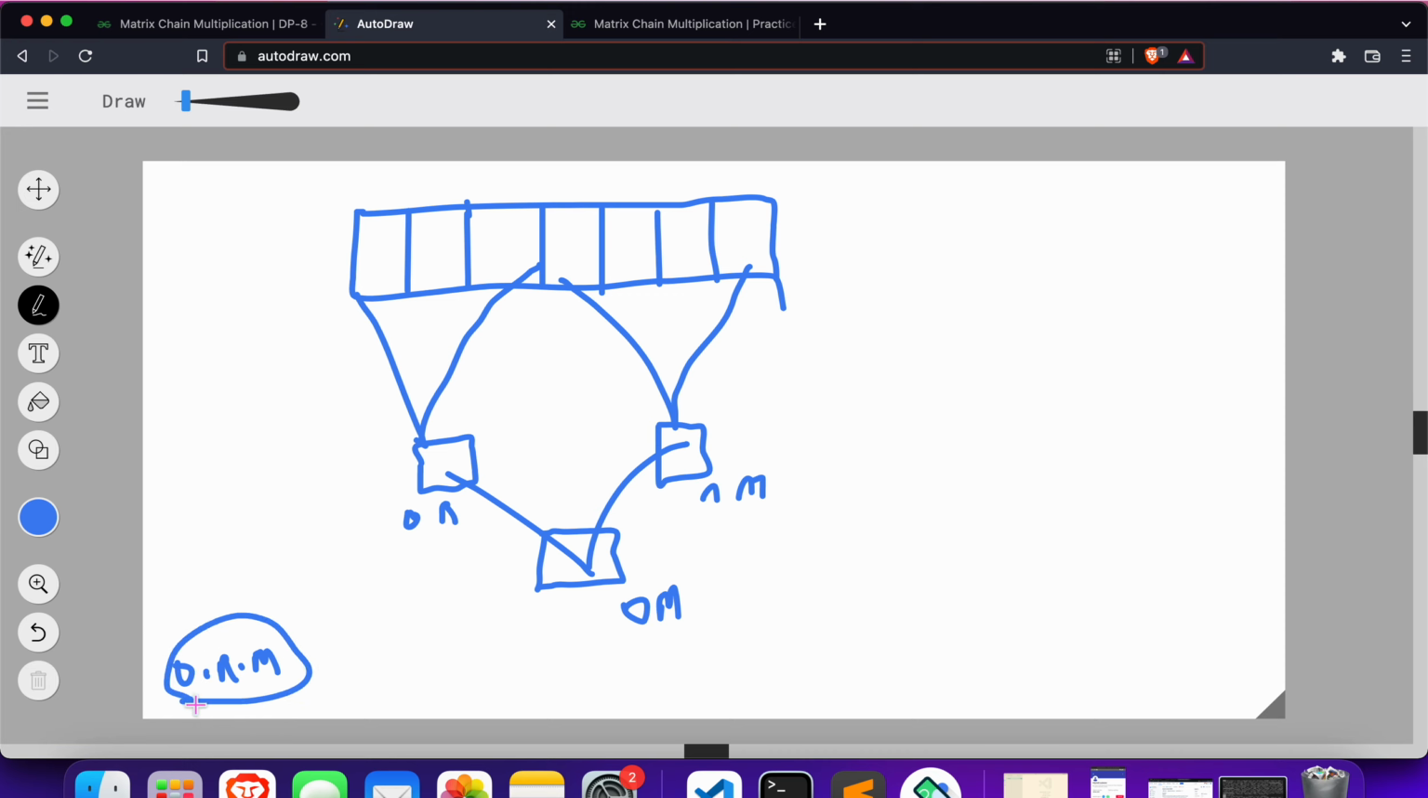Okay, and the number of steps we are performing in getting O×N can be accessed by the DP table. Similarly here also, the number of operations we needed to perform in order to get the N cross M matrix will be saved in the DP table. Okay, so we are approaching this problem in a top-down approach.